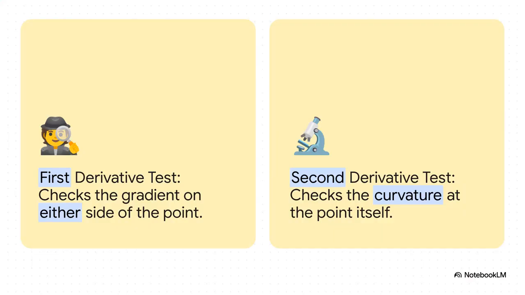You can think of the first derivative test kind of like a detective. You check the gradient just before the point and just after it. If the slope goes from positive to 0 to negative, you've found a peak. If it goes from negative to 0 to positive, you're in a valley. The second derivative test is a bit more direct. It's like using a microscope to check the curve shape right at that point. Is it curving upwards like a bowl, or is it curving downwards like a cap? Both tests get you to the same answer.